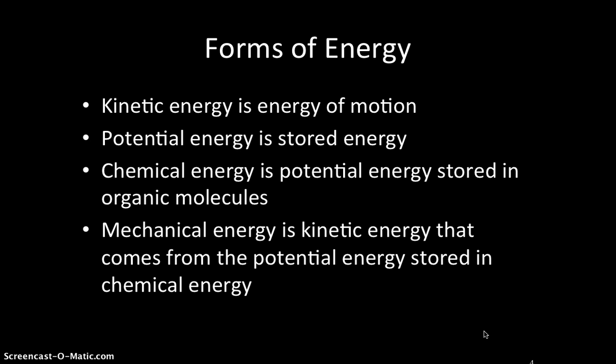Food has potential energy because we eat it, and then later there's energy stored in the chemical bonds, which later will be released to power things inside our bodies. Food is specifically called chemical energy because it's composed of organic molecules such as carbohydrates, proteins, and fats. And then the last kind of energy is mechanical energy, which is kinetic energy that comes from the potential energy stored in chemical energy. So basically, we have chemical energy stored as food, and then as we release that energy, we use it for mechanical energy.